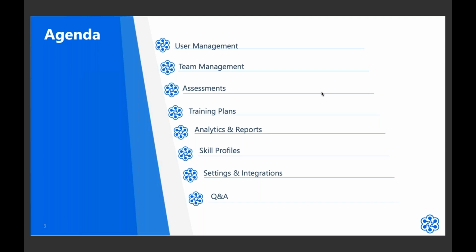And then we're going to group those users together as teams based on their skill objectives. Once we've grouped our users together, we'll be able to assign out assessments, getting a baseline understanding of where our team's skill level is currently at. Once we have their assessment results back, we'll be able to assign an appropriate training plan, whether that's a beginner, intermediate, or advanced level training plan.